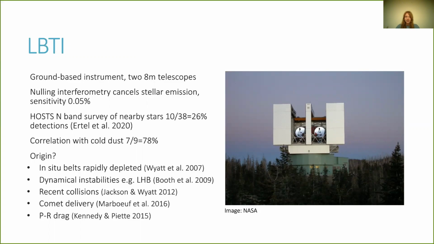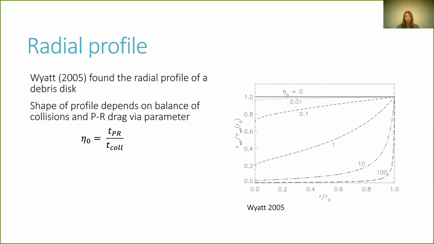So what does this tell us? This implies that there's a correlation between the presence of a cold planetesimal belt and warm exozodi. And for that reason, I'm going to focus on Poynting-Robertson drag from an outer belt as a potential source of exozodiacal dust.